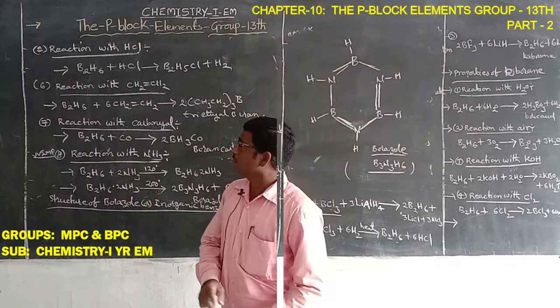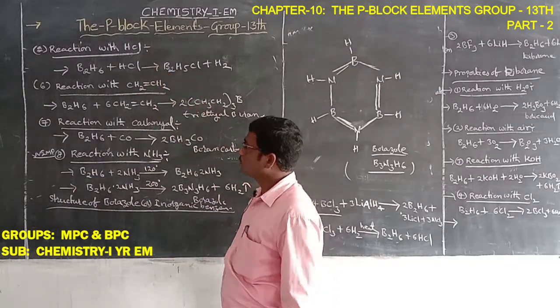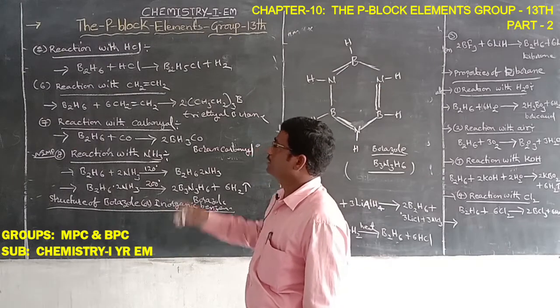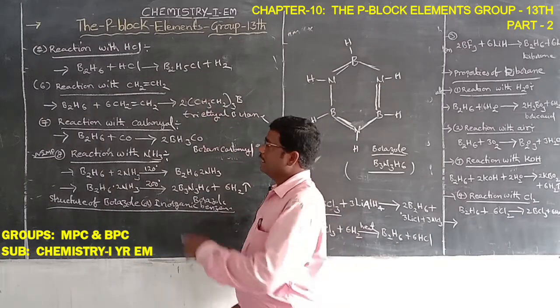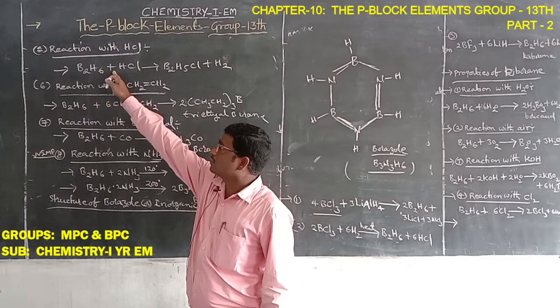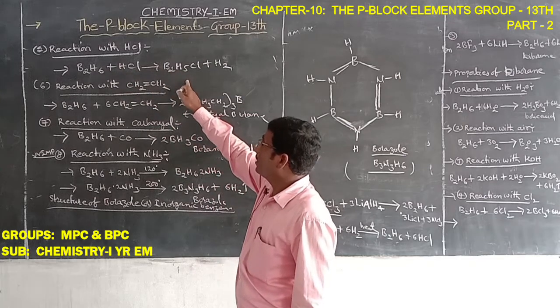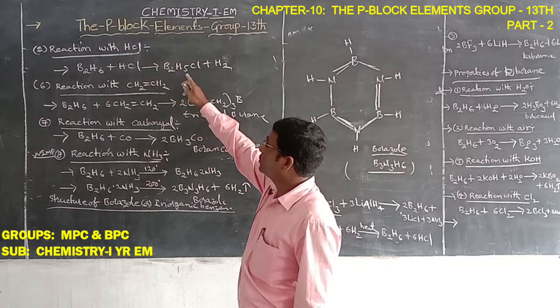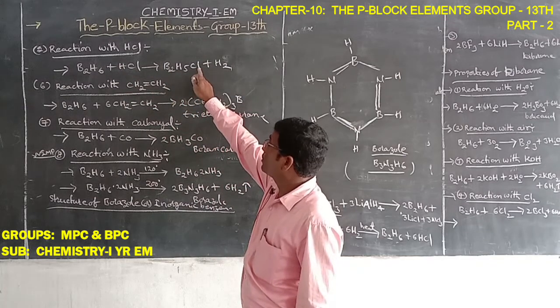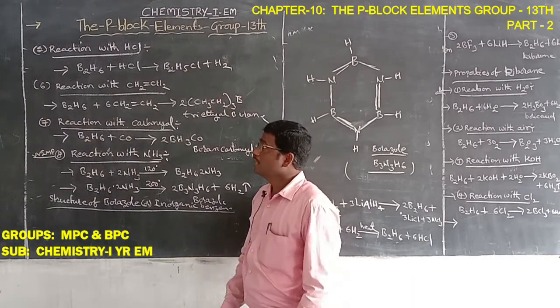Next, another property, reaction with HCl. HCl means hydrochloric acid. Diborane, B2H6, treated with hydrochloric acid forms chlorodiborane, B2H5Cl. That is also known as chlorodiborane. That is the property of HCl.